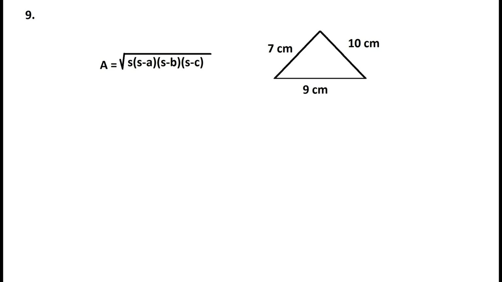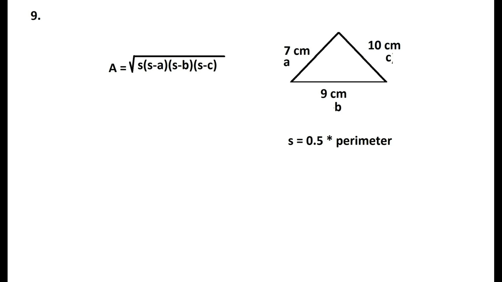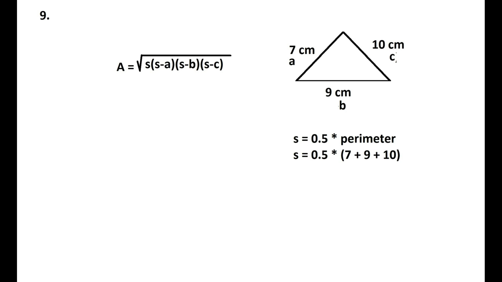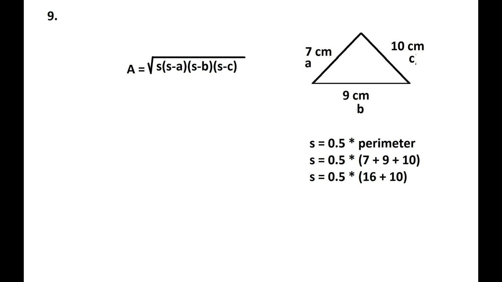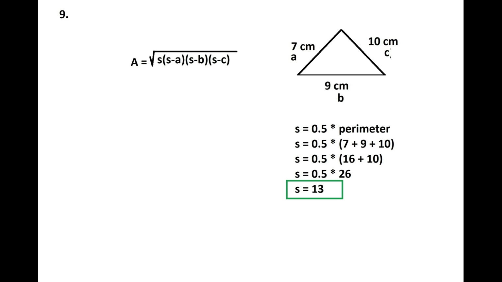Now that S right there does not mean side. It means half of the perimeter of this shape. So that's the first thing we have to find out. We have our A, B, and C. Our S represents 0.5, or half of our perimeter. So S equals 0.5 times 7 plus 9 plus 10. S equals 0.5 times 16 plus 10. S equals 0.5 times 26, and half of 26 is 13. Now we know what half the perimeter is. It's 13.